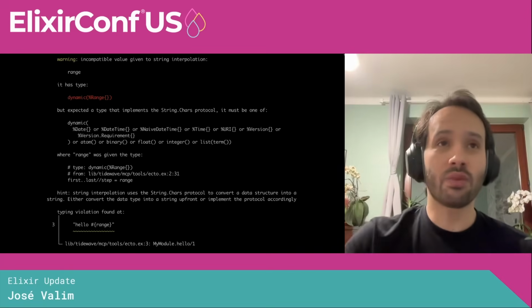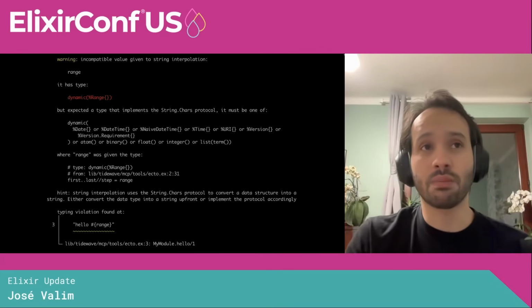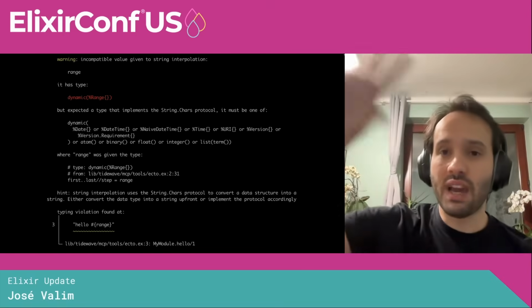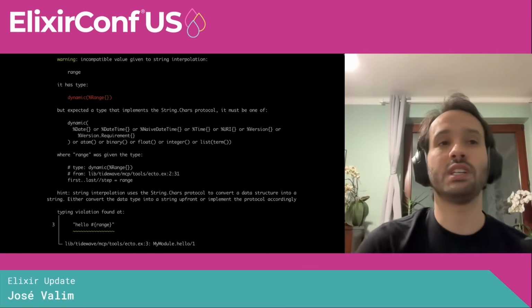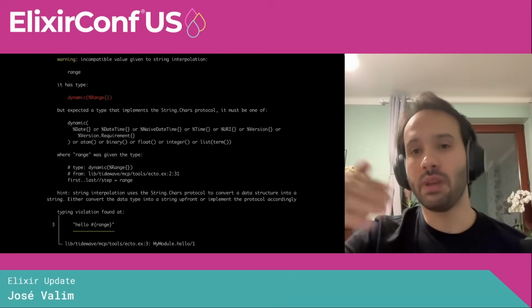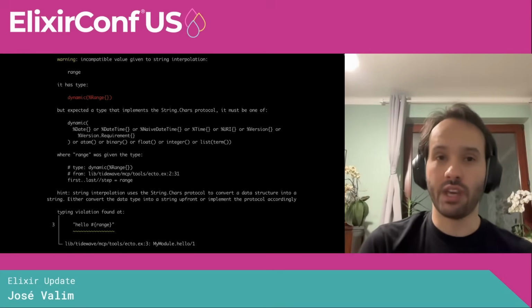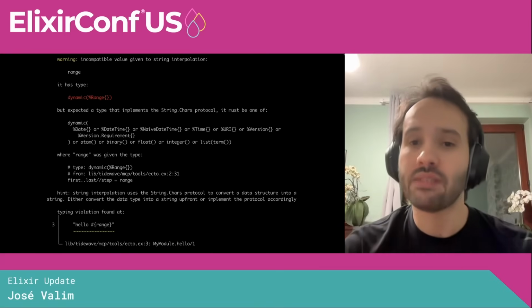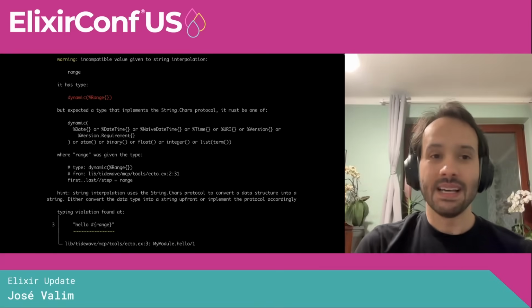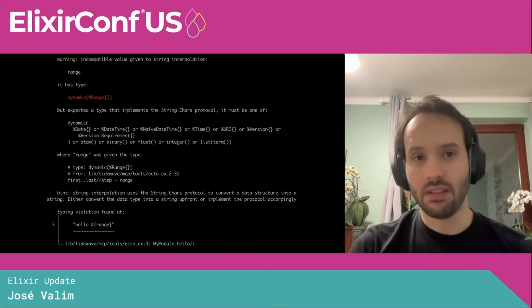I don't know if you can read it, but it's saying, well, you gave an invalid value to string interpolation. You gave a range, but we are expecting all those values which would be valid in the string interpolation, but range got this type, right? And then we give a hint telling you that you should implement the protocol, with the location, right? So a very clear error message. And that's what is coming in Elixir 1.19.